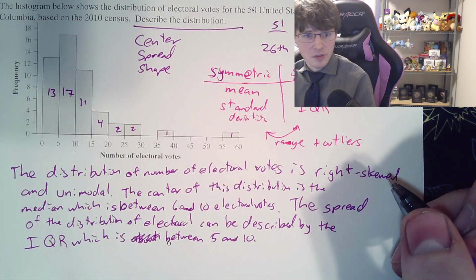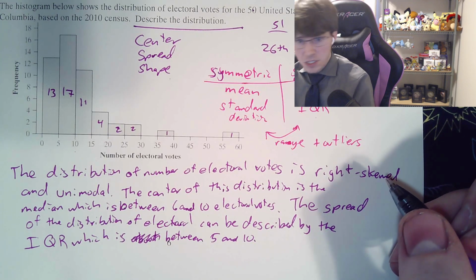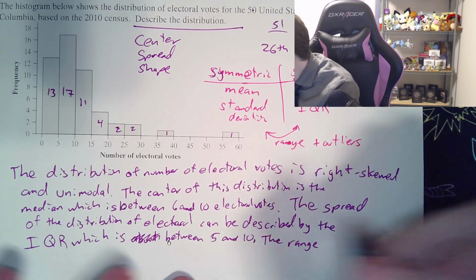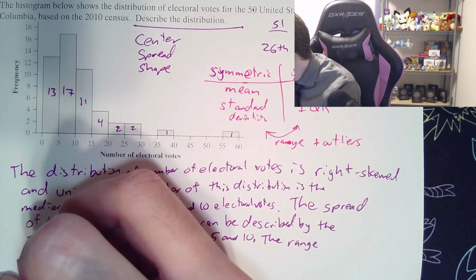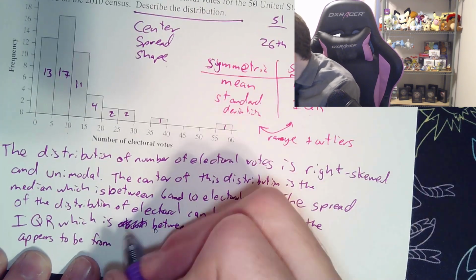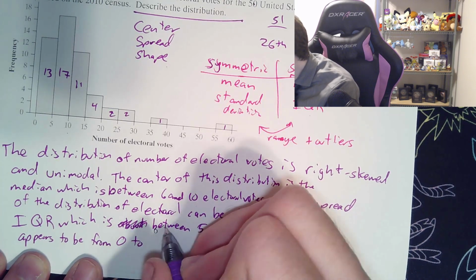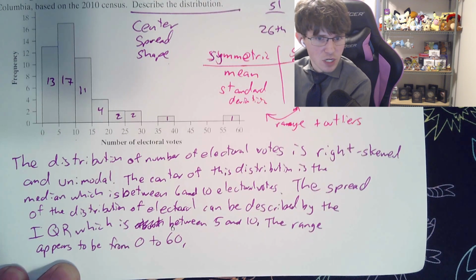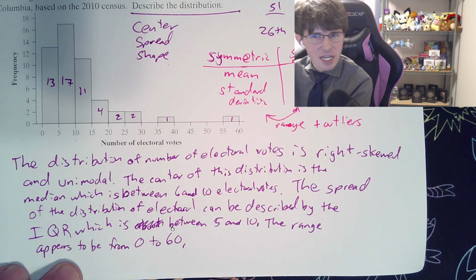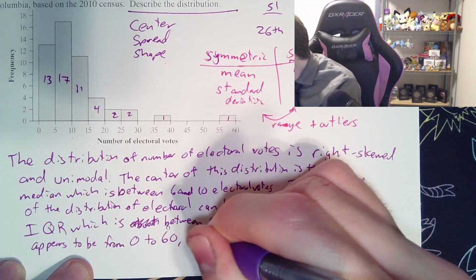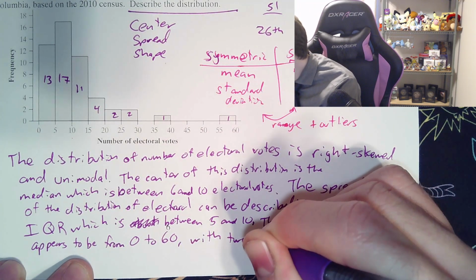You should also talk about the range and any outliers. The range appears to be from 0 to 60. Please note, if you actually knew the facts for this situation, it's actually from 3 to I think 59, but we don't know exactly what that is, so we're going to assume it's possibly 0. So the range appears to be from 0 to 60 with 2 outliers.